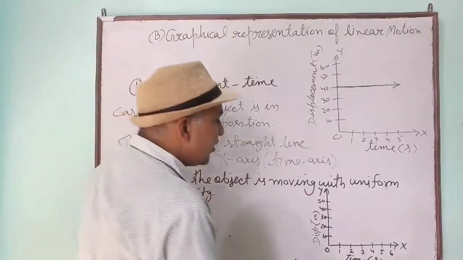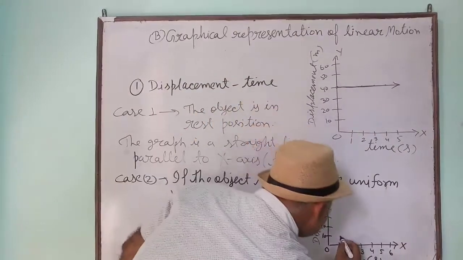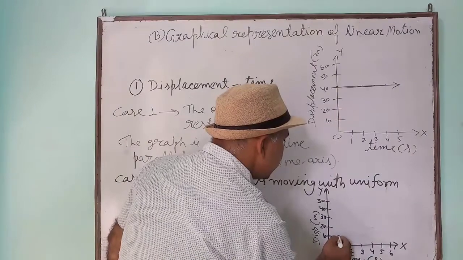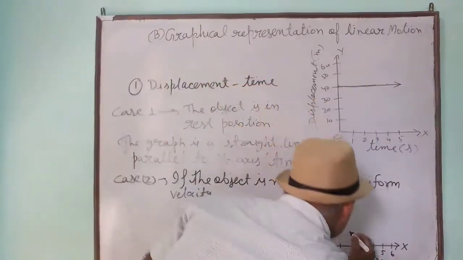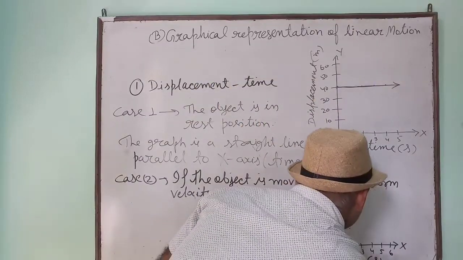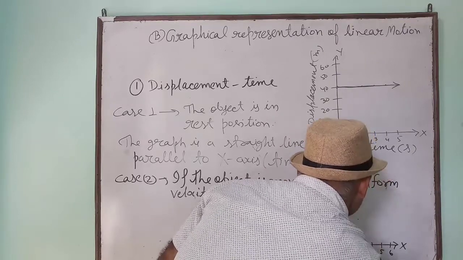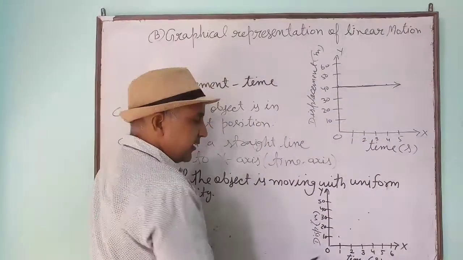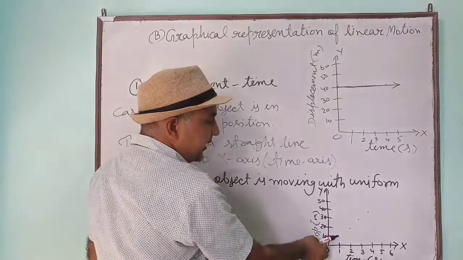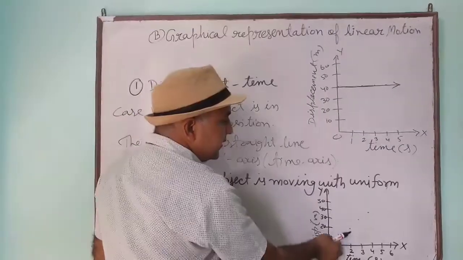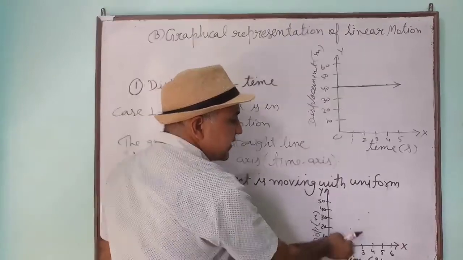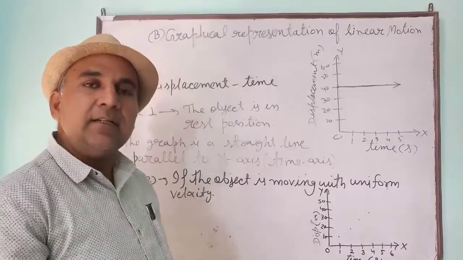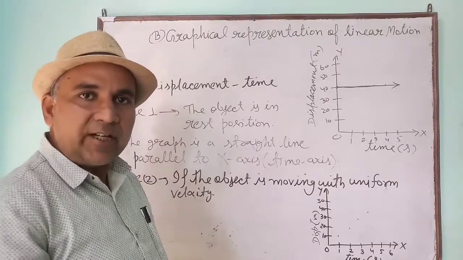Okay. Suppose the object is covering 10 meters in 1 second, 20 meters in 2 seconds, 30 meters in 3 seconds, 40 meters in 4 seconds. Understood? In 1 second 10 meters, then in 2 seconds it should be 20, in 3 seconds 30, in 4 seconds 40. Then we will say that it is uniform velocity.